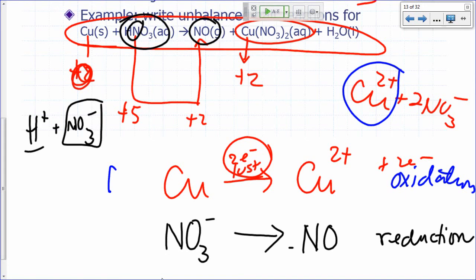So those are your 2 half reactions. What you do is you balance those 2 half reactions, and then you combine them so that electrons lost equals electrons gained, and you've got your overall equation. So how do you balance the half reaction?